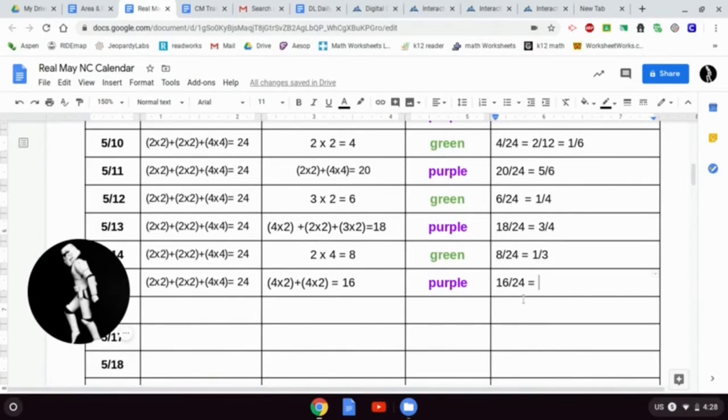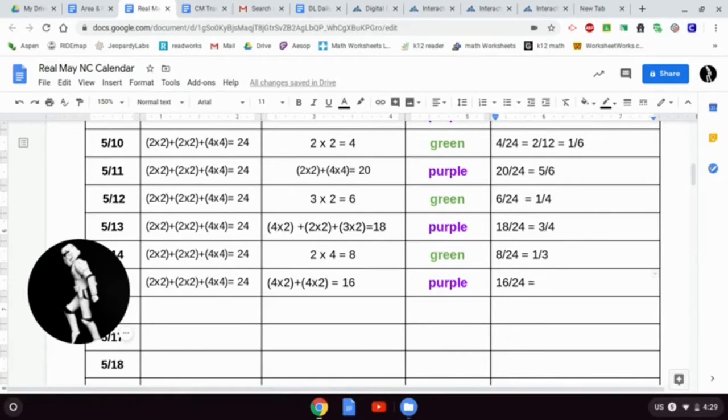Let's look at the fractions and factors. This is my favorite part of the May calendar. Factors. So we've got a fraction of 16 out of 24. That is how many are shaded. There's a total of 24. There's 16 that are colored. What we're going to look at right now is how to simplify this fraction.